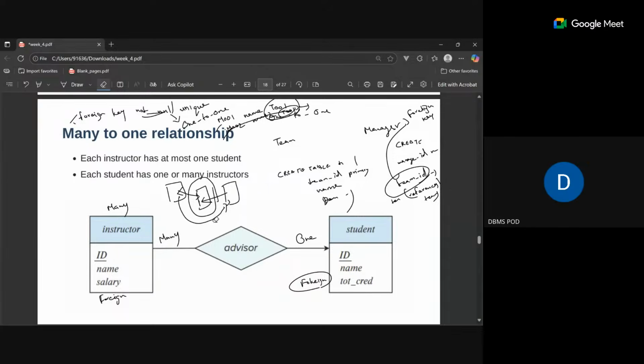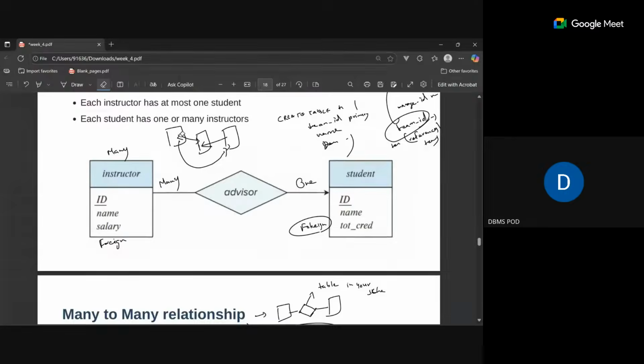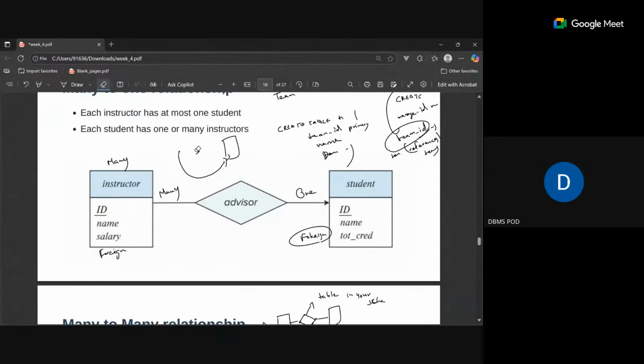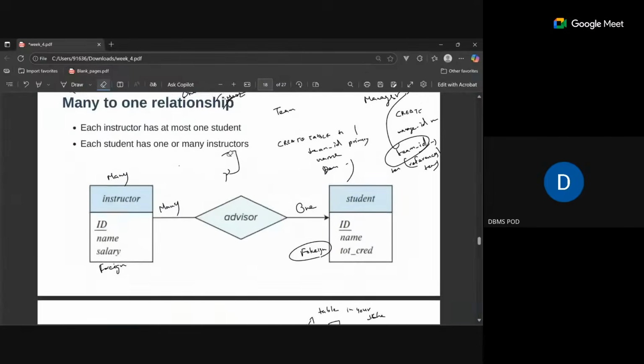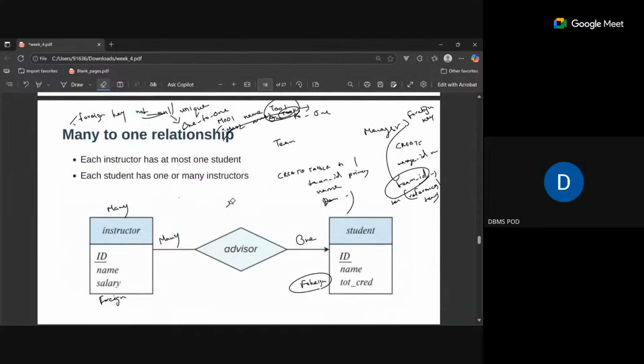If you start typing SQL code using the same schema, then you'll be able to understand better. I can't say much. At least I hope 1-to-1, 1-to-many, many-to-one is clear, because I couldn't give any real example using the schema we have seen in week 2 and week 3. It is clear, sir.